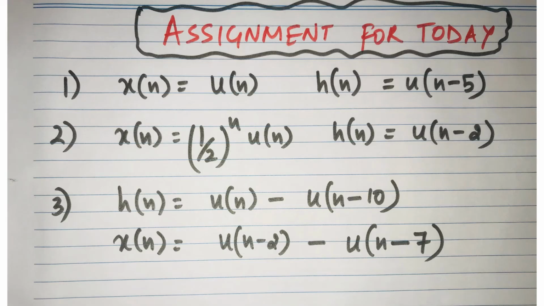And these are the problems for today's assignment. So x of n is equal to u of n and h of n equal to u of n minus 5. This is same as example 4. And the second one is x of n is half to the power n u of n, h of n equal to u of n minus 2. It is same as example 5. And the last problem is similar to example 6.